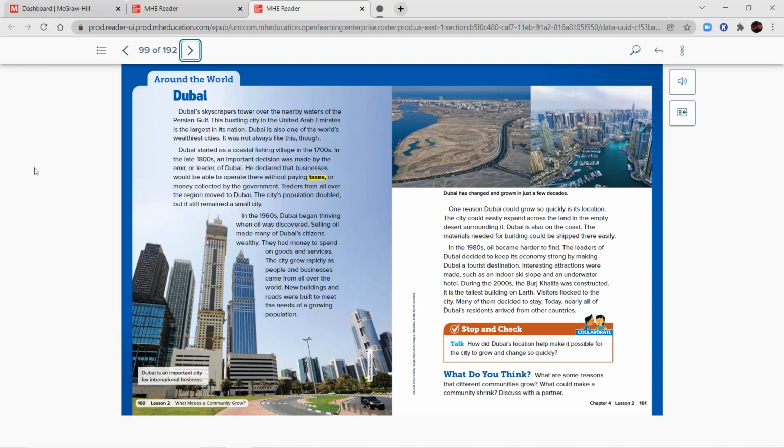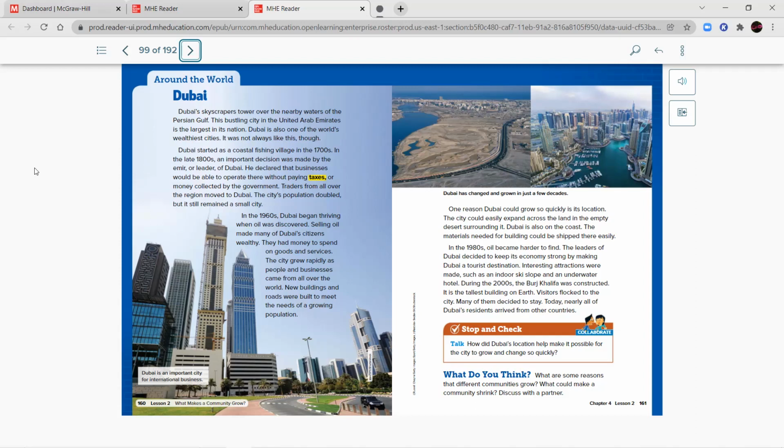In the 1980s, oil became harder to find. The leaders of Dubai decided to keep its economy strong by making Dubai a tourist destination. Interesting attractions were made, such as indoor ski slopes and underwater hotels. During the 2000s, the Burj Khalifa was constructed. It is the tallest building on Earth. Visitors flocked to the city. Many of them decided to stay.